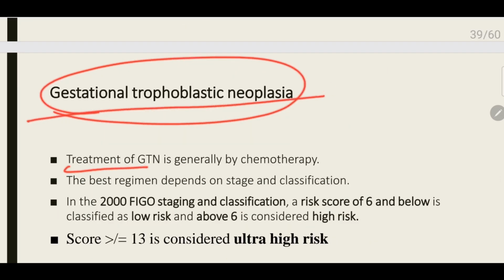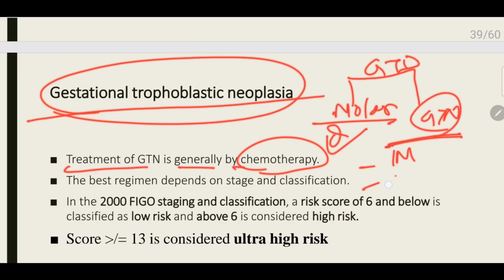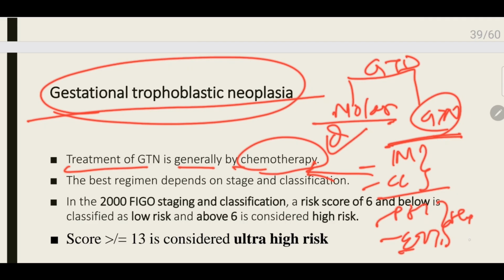GTN. Treatment of GTN is generally by chemotherapy. GTD. In GTD, there is pre-malignant molar pregnancy or GTN. In GTN, there is invasive mole, choriocarcinoma, PSTT, ETT. Invasive mole and choriocarcinoma mainly chemotherapy, whereas PSTT and ETT mainly hysterectomy. The best regimen depends on stage and classification.